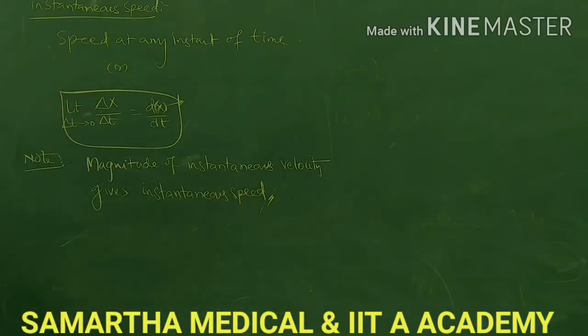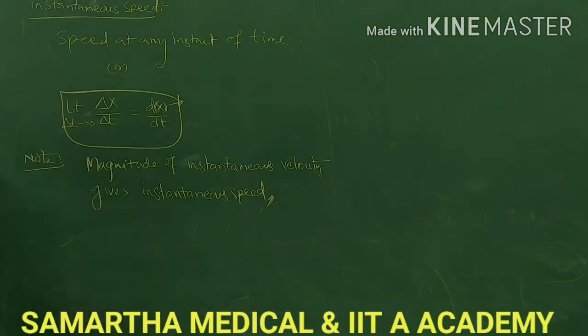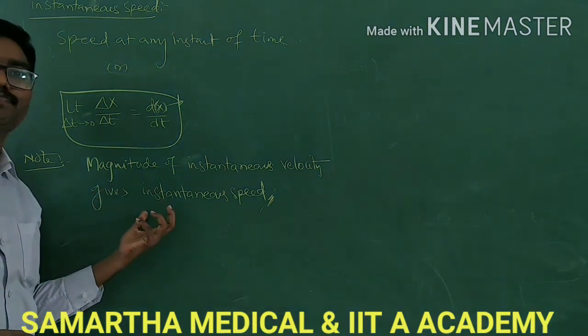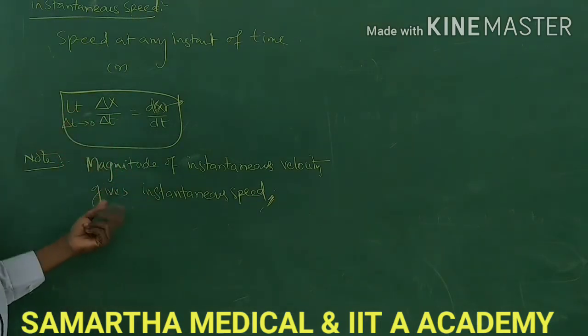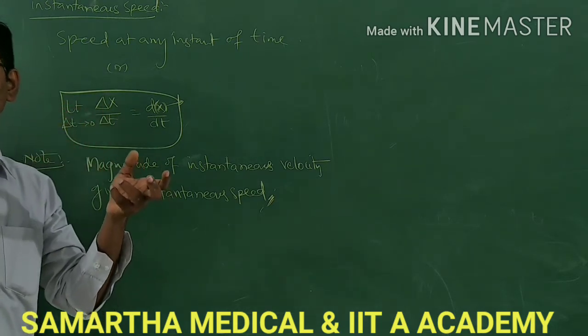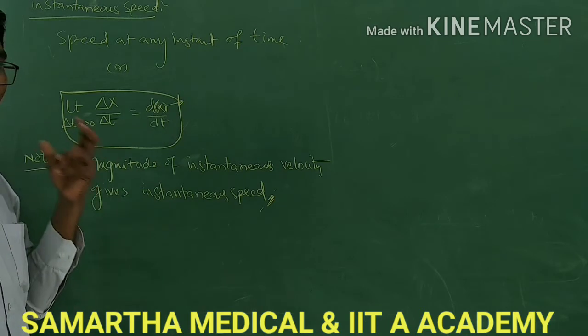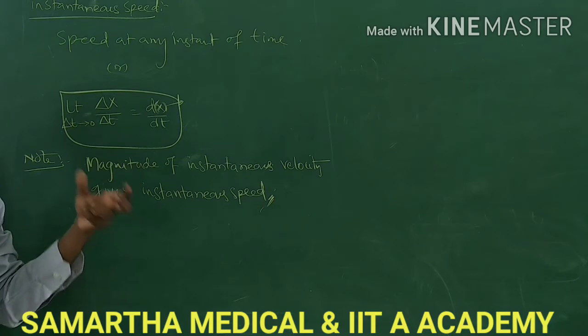Right, next. Another one. See, already we discussed uniform speed and non-uniform speed also. Once I'll just give a briefing about that. If a body covers equal distances in equal intervals of time, that is known as uniform speed.